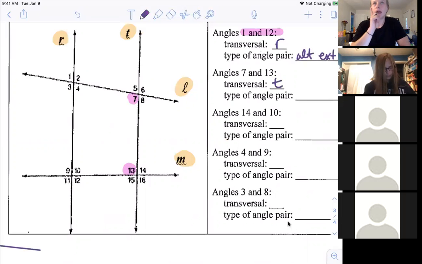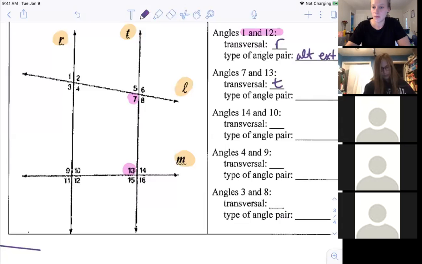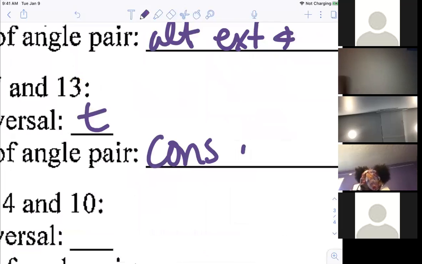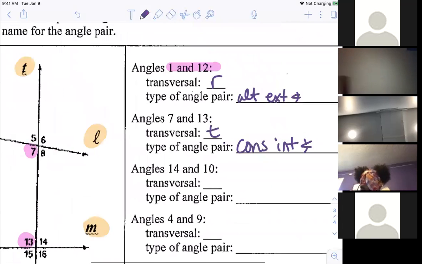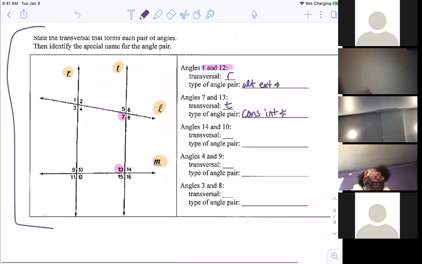Who can tell me the angle relationship? Are they alternate interior, alternate exterior, consecutive interior, consecutive exterior, corresponding? Consecutive interior angles. Very good, Lydia. And how did you know that? Because they were on the same side and they were next to each other. Very good. They're on the same side of the transversal and they're also on the inside of the two lines. Awesome. All right, keep moving.